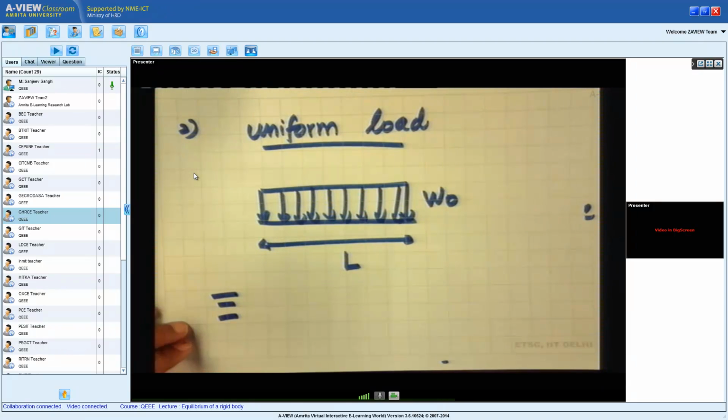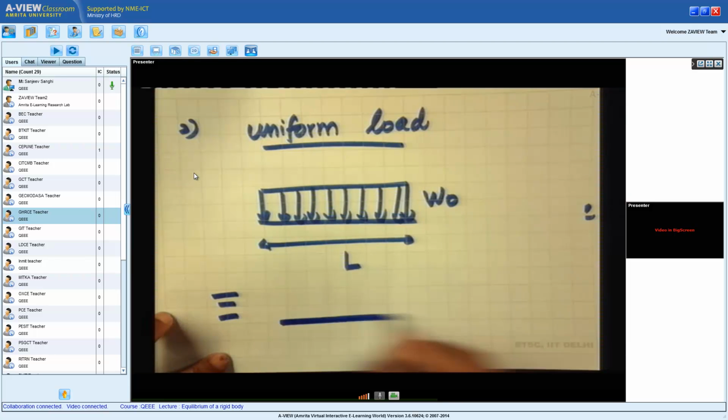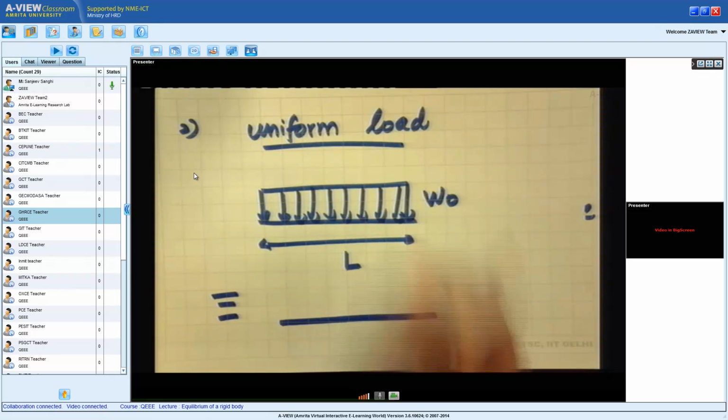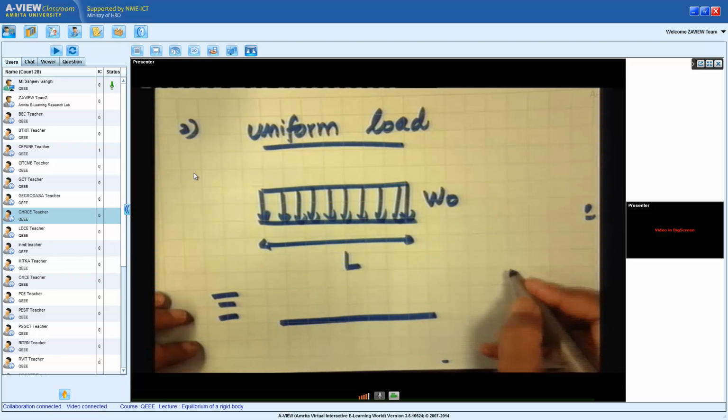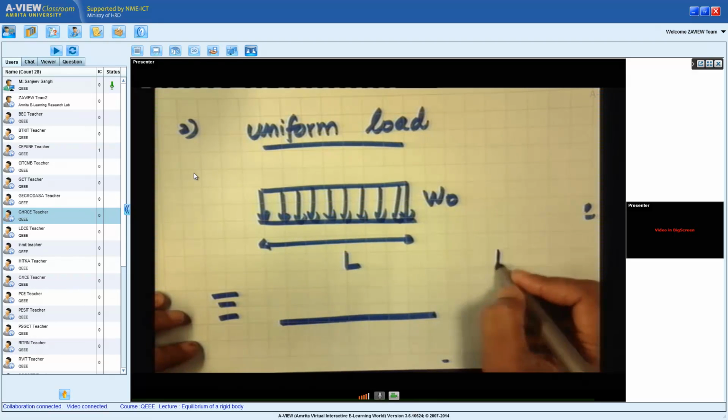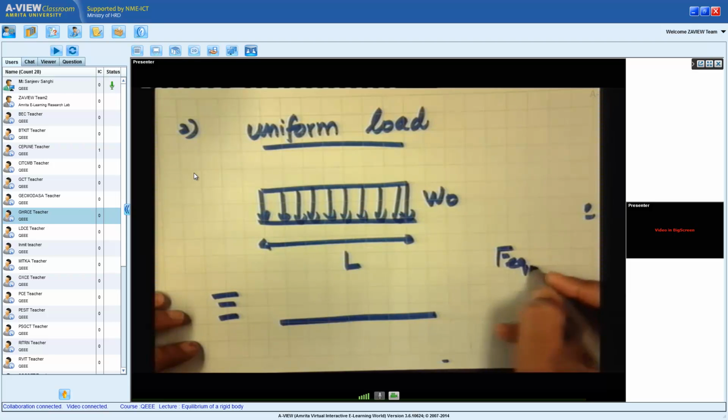Now, what is the equivalent of this? I put three signs which show equivalent. Then what will be the equivalent of this? What is the area under this curve? The area under this curve is W0L. That means F equivalent is equal to W0L.